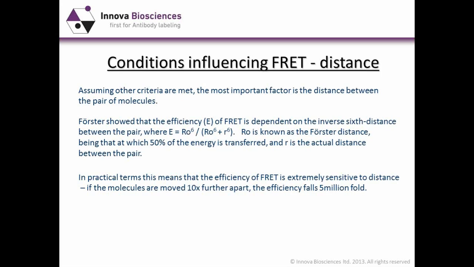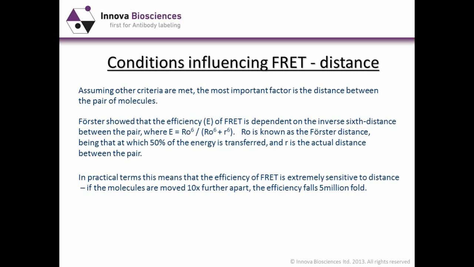Assuming other criteria are met, the most important factor is the distance between the pair of molecules. And as I mentioned earlier on, I'm only going to include one equation today. Forster showed that the efficiency of FRET is dependent on the inverse 6 distance between the pair. And this is the equation where E equals R0^6 over the sum of R0^6 plus R^6. Now, R0 is the Forster distance, and that is the distance at which 50% of energy is transferred. R itself is the actual distance between the pair.